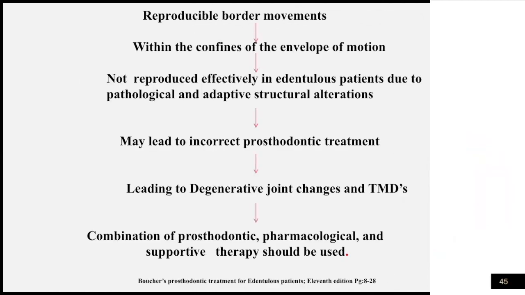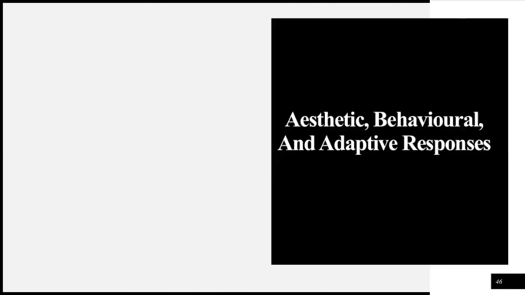Reproducible border movements within the confines of the envelope of movement would not reproduce effectively in an edentulous patient due to the pathology or any adaptive structural alteration which is there. Therefore, this will lead to an incorrect prosthodontic treatment, leading to degenerative changes and TMDs. So that's it. We require the combination of prosthodontic, pharmacological, and supportive therapy to treat this.